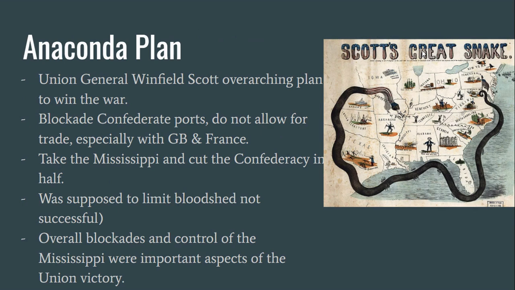Major aspects of the plan include blockading Confederate ports so they cannot trade for necessary items, especially Great Britain and France. Also, to take control of the whole Mississippi River, which would cut the Confederacy in half. The plan was supposed to limit bloodshed, as the goal would be to stop the Confederacy's ability to wage war. However, it would fail in that respect, as bloody battles would rage for 4 years. However, the blockades and control of the Mississippi River would be an important aspect of the Union's victory.